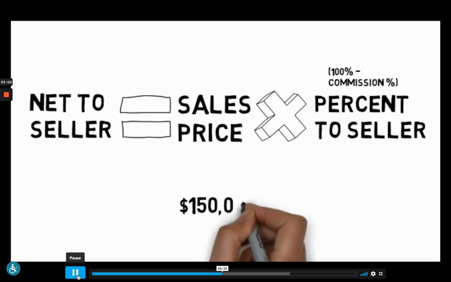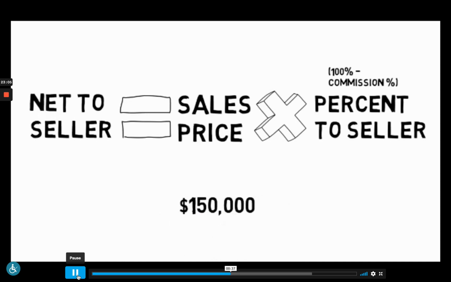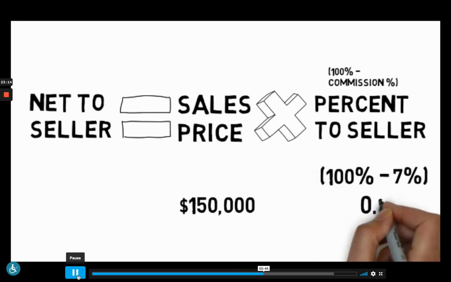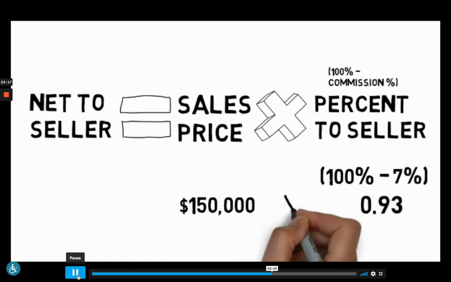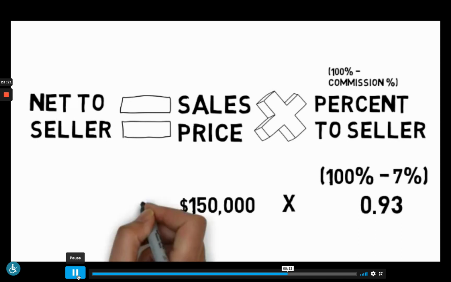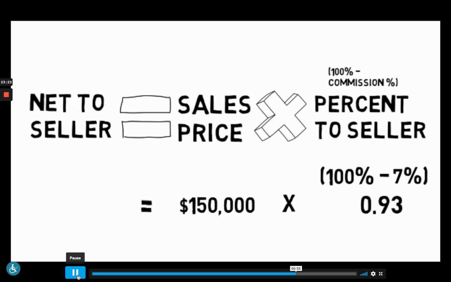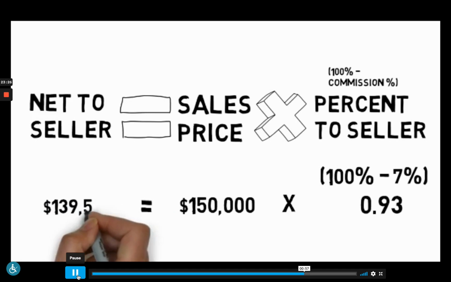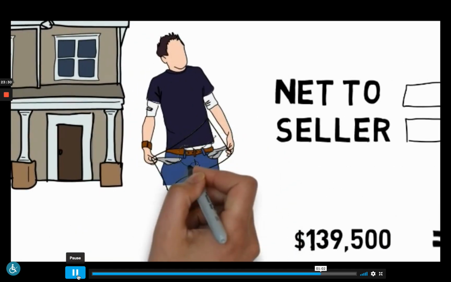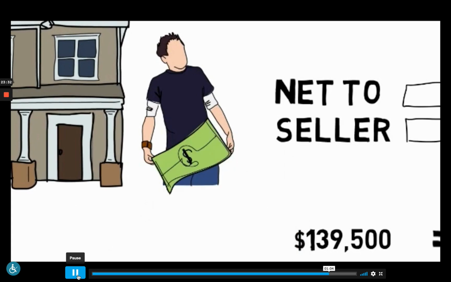The sale price on a home is $150,000. If the transaction pays a commission rate of 7%, this means the percent to seller is 93%, or 0.93. Multiply $150,000 times 0.93, and the net to seller is $139,500. This was a very basic scenario, and any payoff balance and closing costs would decrease the net to seller. You'll find this formula and others on your real estate math cheat sheet. Check it out.